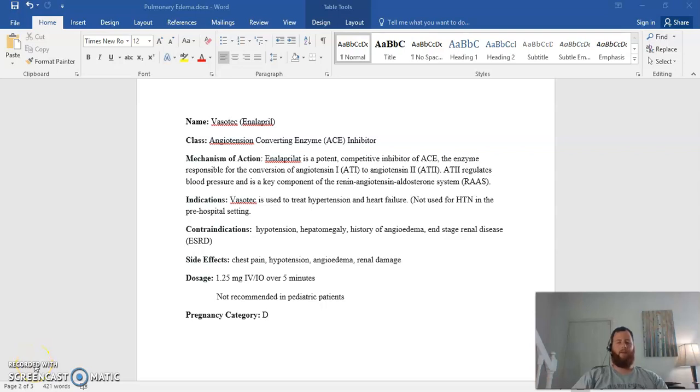All right, we are picking back up with pulmonary edema pharmacology, and we are looking at the second drug that we can consider for the treatment of, and that is Vasotec. Vasotec is the trade name, enalapril, also known as enalapril. These are both generic names for the drug.